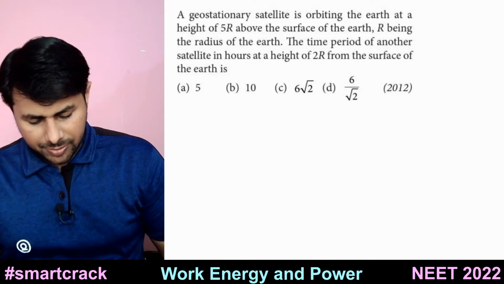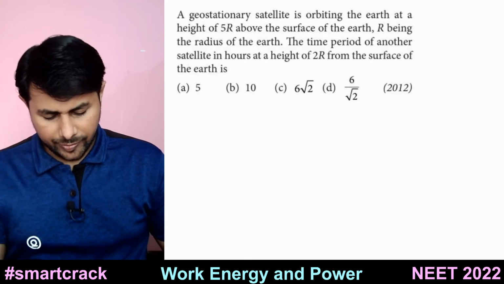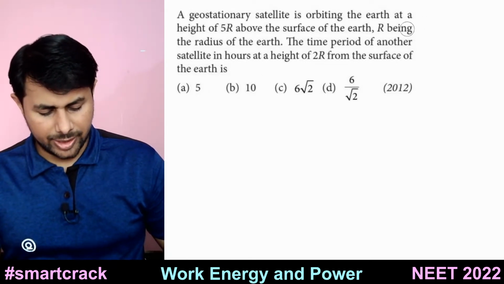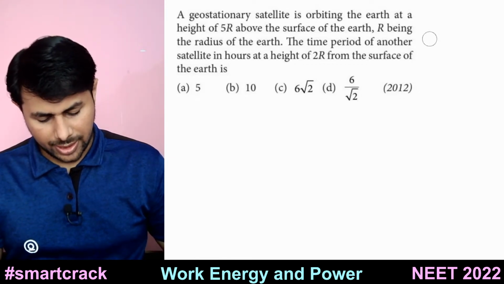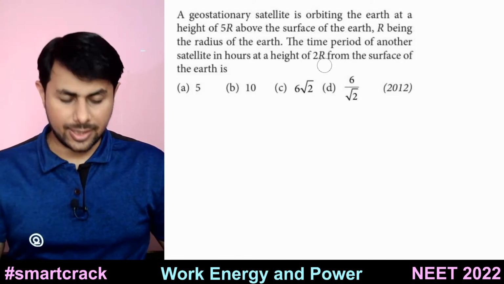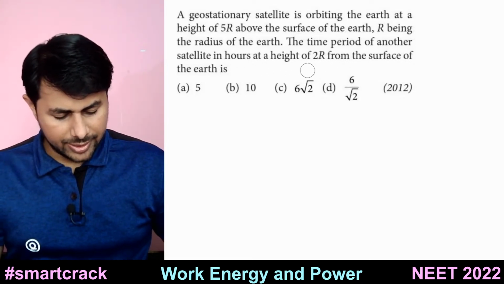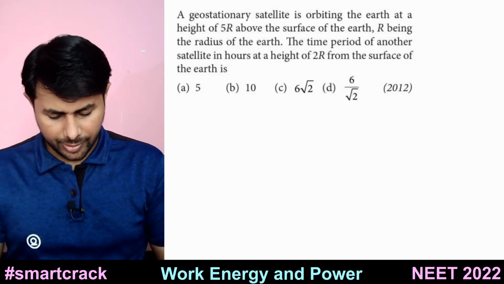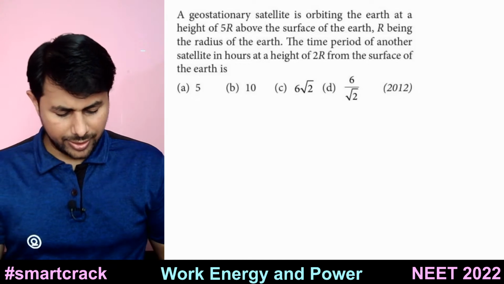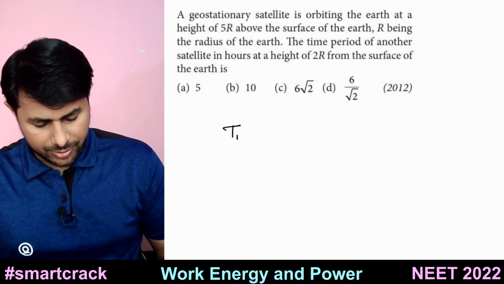All right, let's move on to the next one. A geostationary satellite is orbiting Earth at a height of 5r above the surface of Earth, r being the radius of Earth. There is another satellite at a height of 2r from the surface of Earth. What is its time period? So what will be T1 by T2?